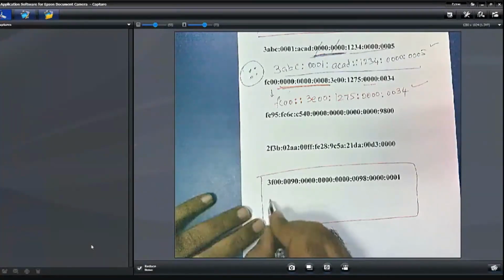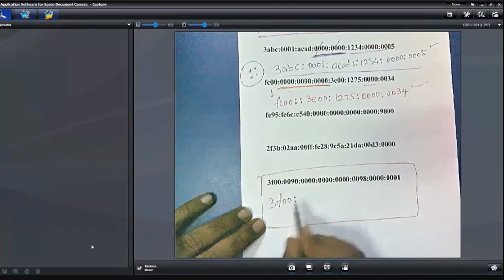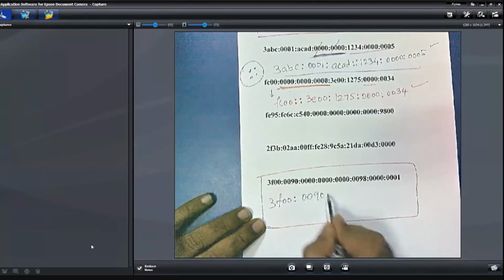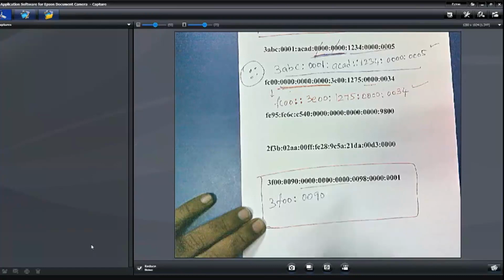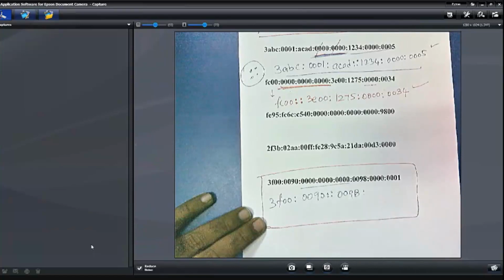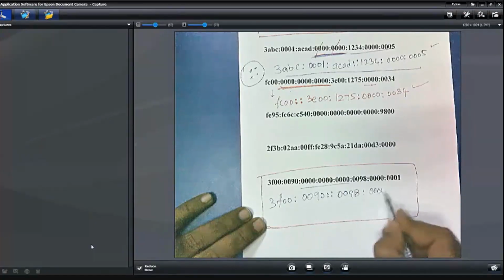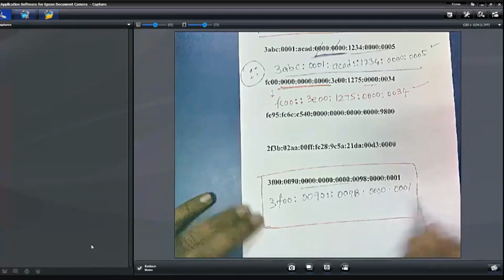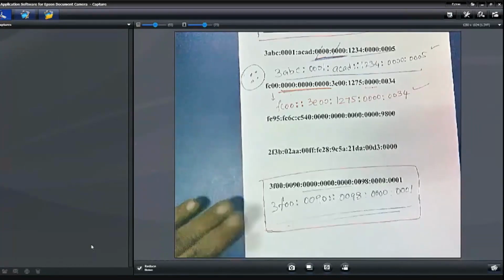So first 3F00. So 0090. Now we have continuous zeros. So double colon. So 0098 colon 0000 colon 0001. Okay, this is the answer. Please check your answers with this. This is the correct answer, but I'm very happy many students gave the correct answers.